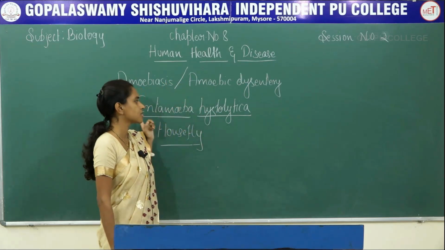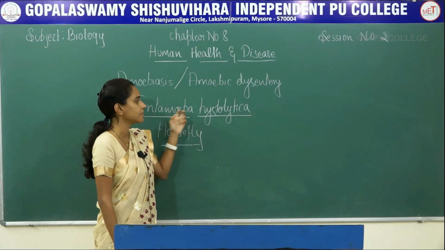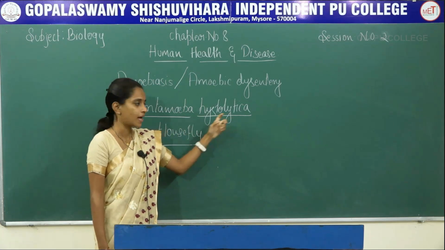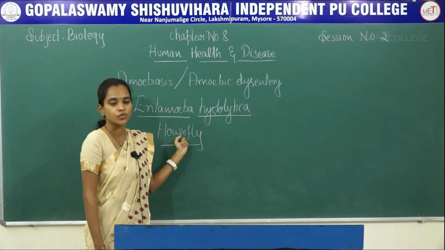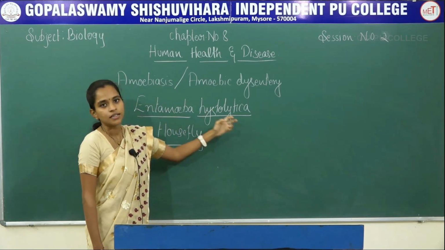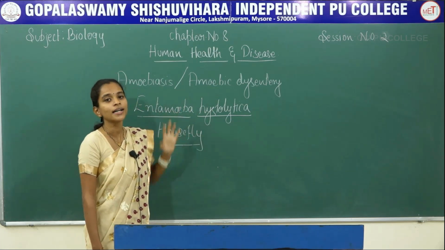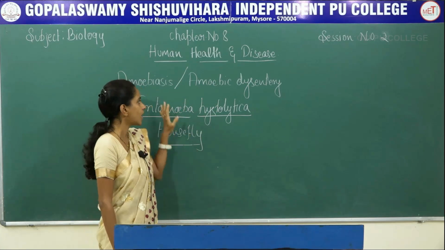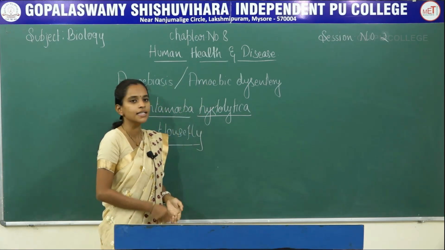So amoebiasis is caused by a protozoan Entamoeba histolytica and the vector here will be a housefly. Vector is nothing but the carrier which carries the protozoan into a healthy person's body. So that is about amoebiasis or amoebic dysentery.